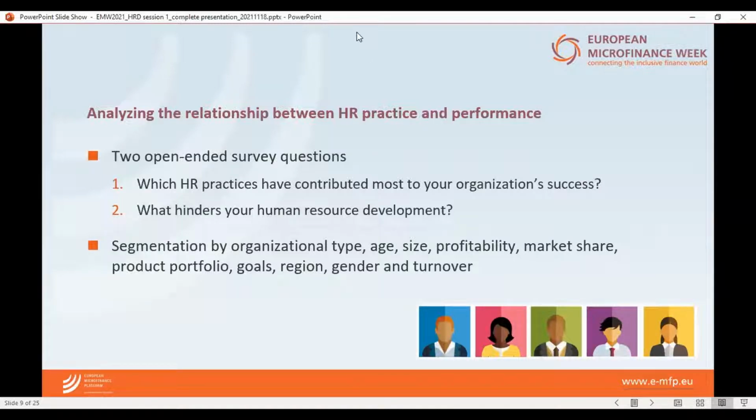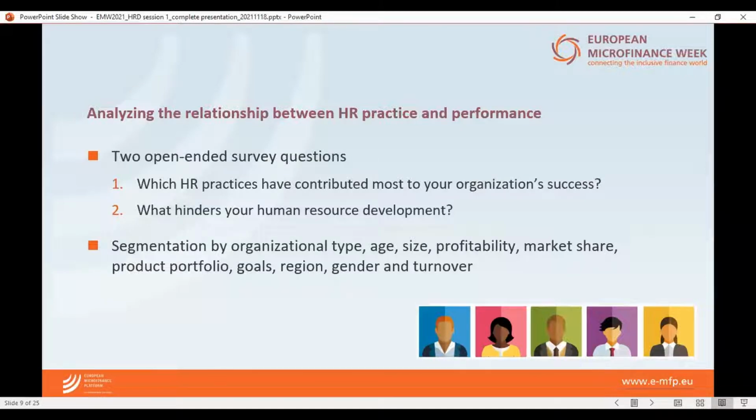What I want to focus on in the time we have today is the survey's second objective. I'd like to make some observations about the relationship between current HR practices and MFI performance. What do the data tell us about the relationship and the actions that we might take to strengthen it? To answer this question, I'm going to draw from respondents' answers to the only 2 open-ended questions on the survey. The first question asked respondents about the HR practices that have contributed most to their organization's success.